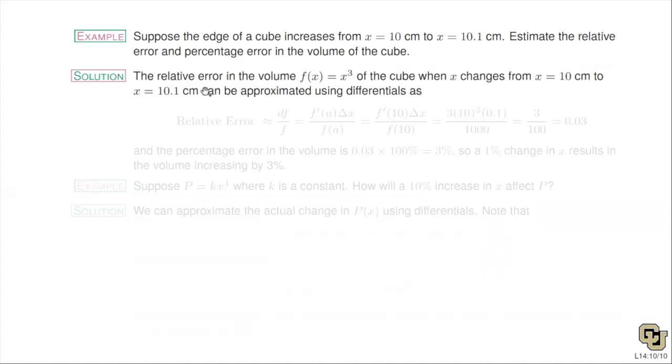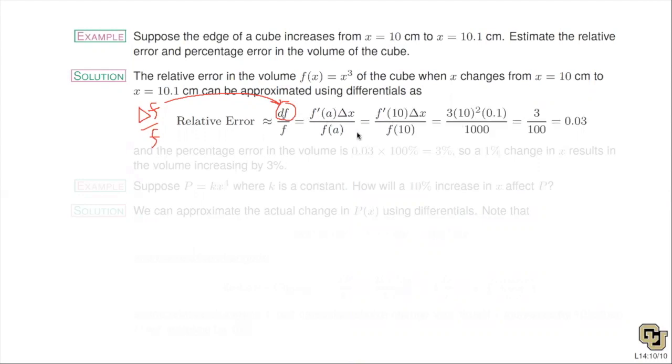So I'm just going to approximate. I want to find delta f over f. But since it's too difficult, we don't want to do the work to actually calculate f of a plus delta x and calculate delta f. So instead of actually calculating delta f, I'm going to approximate it with df, the differential. And so now I plug in the formula. It's f prime of a delta x. Here a is 10 and delta x is 0.1. So I plug everything in and we get my relative change or relative error is 0.03.